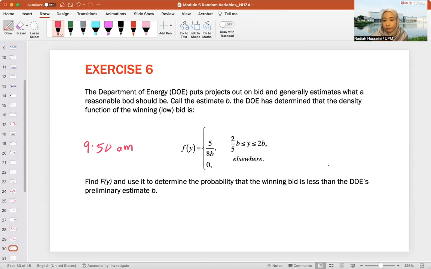The question needs to find b. Correct. The area under the entire curve would be equal to 1. That's another way to look at it. Okay. So, thank you.